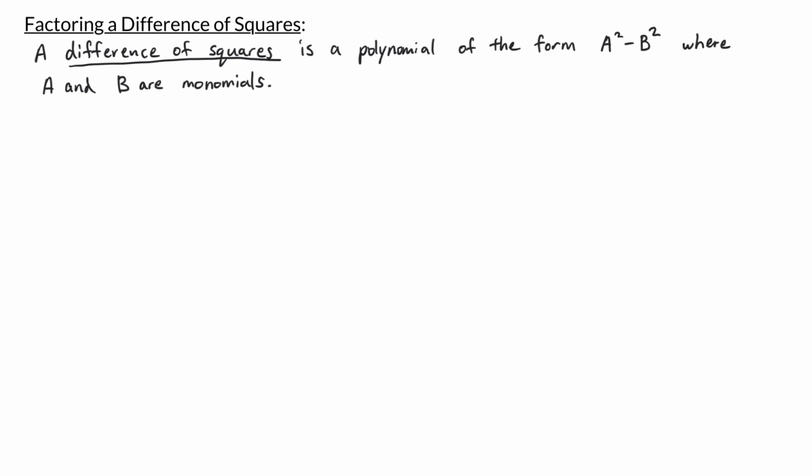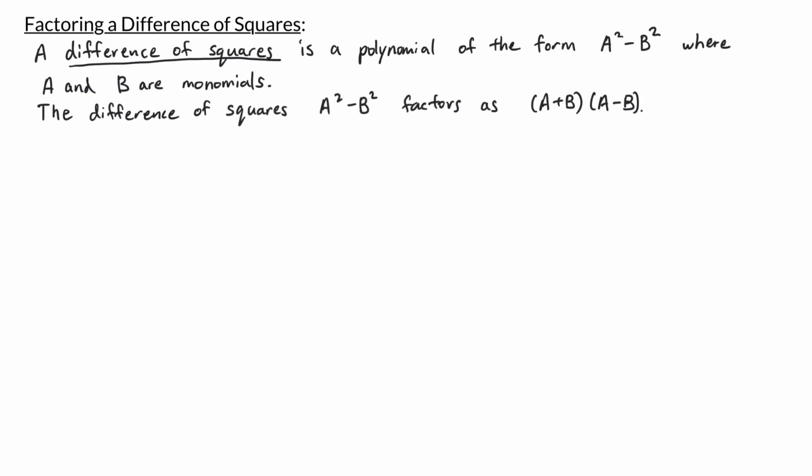In this video, we'll learn how to factor a difference of squares. A difference of squares is a polynomial of the form a squared minus b squared, where a and b are monomials. A difference of squares of the form a squared minus b squared factors as a plus b times a minus b.